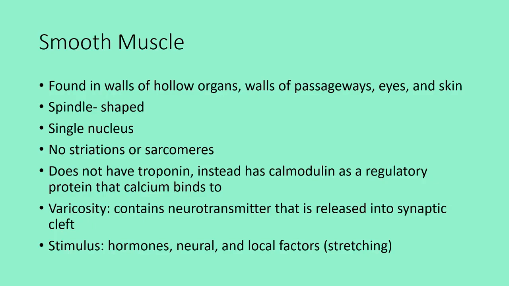The varicosity contains the neurotransmitters. It kind of wraps around the smooth muscle, these little swellings, and it will release it into the synaptic cleft. So that's another difference. The stimulus for a smooth muscle to contract can be neural, it can also be hormonal, and it can also be local factors like stretching.